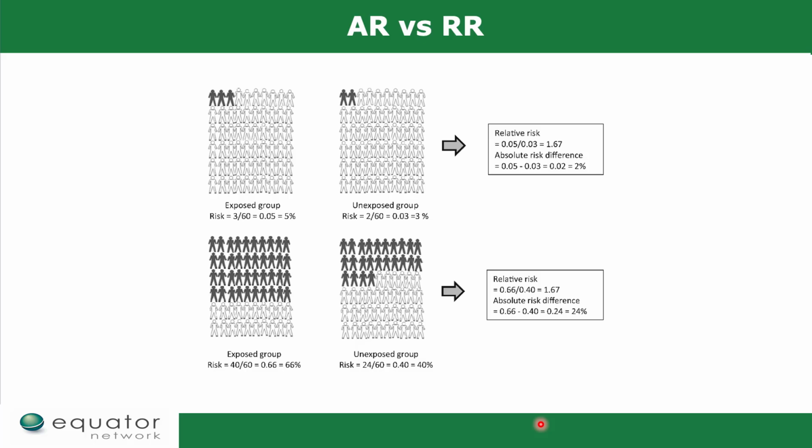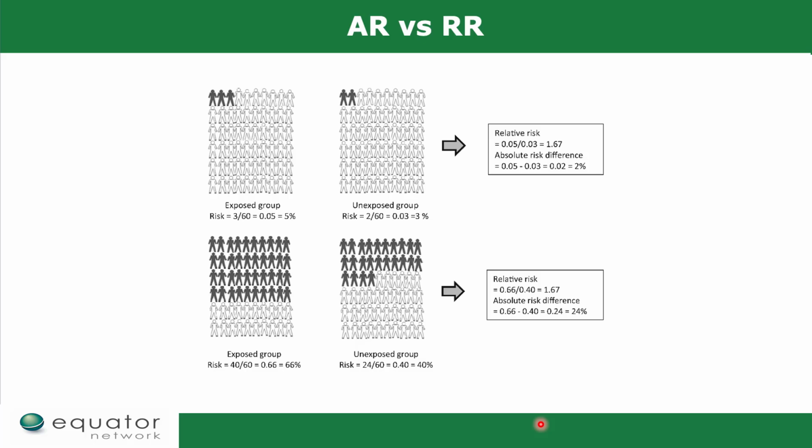Okay, the last one: attributable risk versus relative risk. Which of them is more important? Each of them has its importance, because sometimes the relative risk can be misleading. I need both of them.